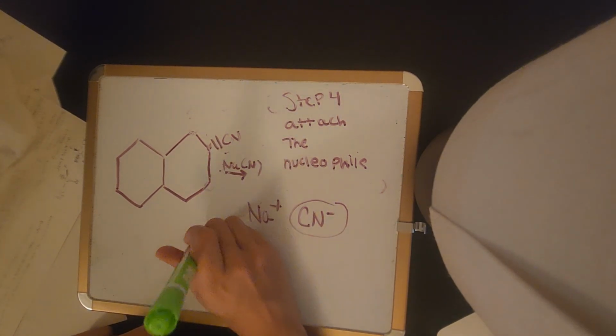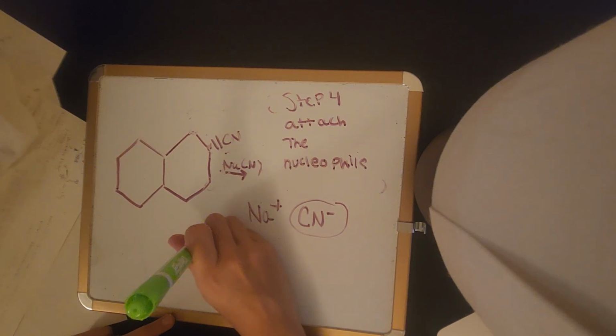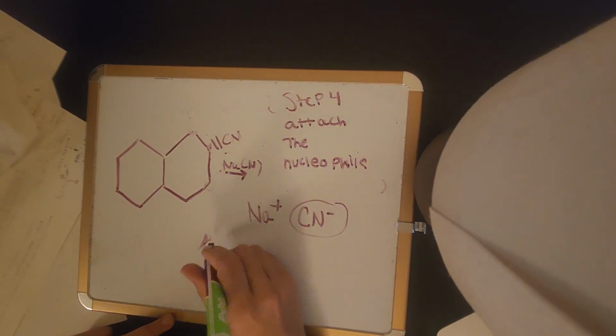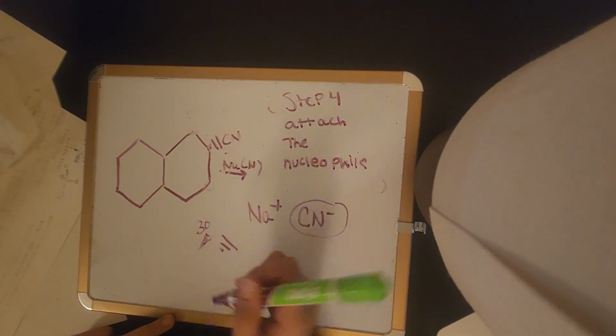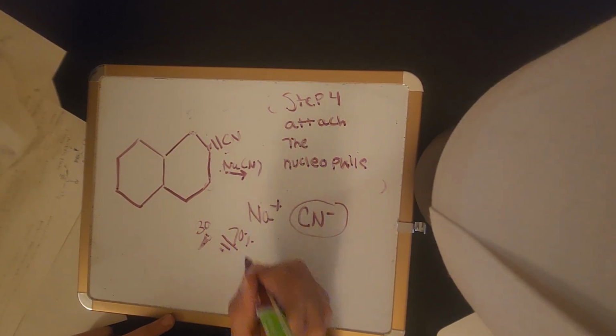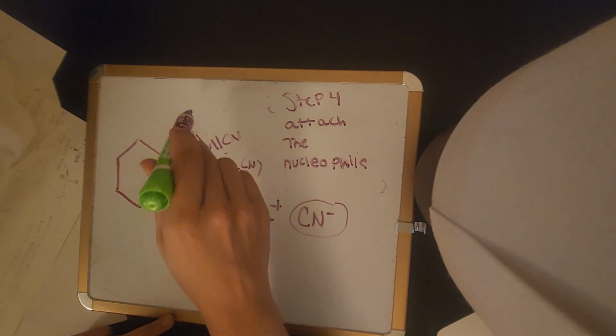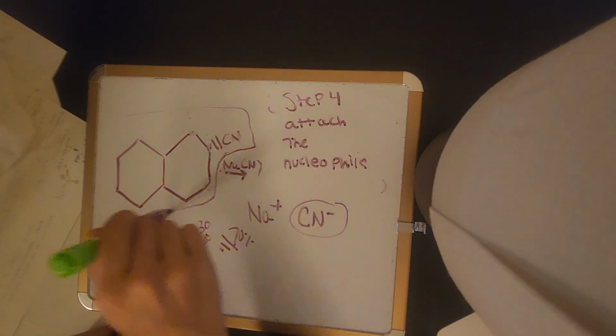In reality, some of it will be dash and some of it will be wedge. Maybe 30-40% dash, 70% wedge. For simplicity, this is the correct answer.